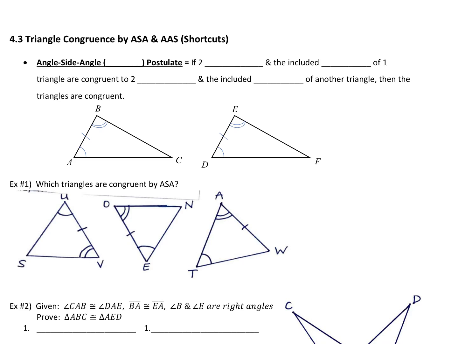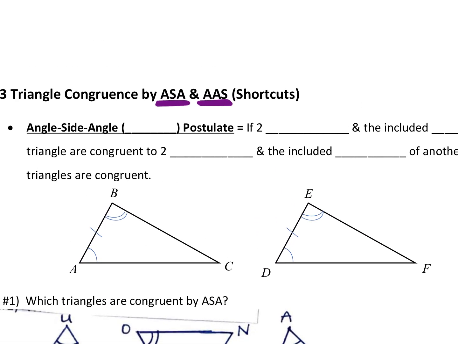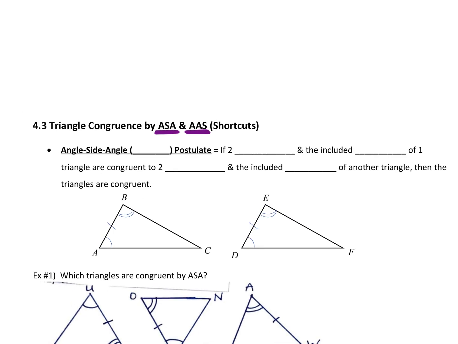All right, so 4-3, this is triangle congruence by ASA and AAS. Take a look at those. ASA, AAS. What do you notice? Two angles, one side, but two different theorems, okay? And that's where this one gets a little confusing, which one are you actually using? So I'm going to try and make that crystal clear to you how these work.